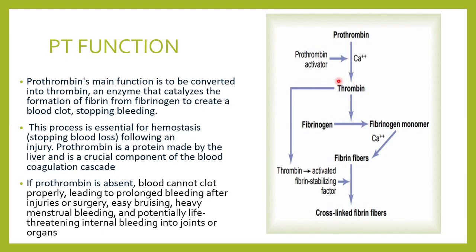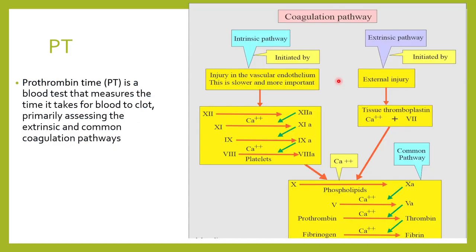If prothrombin is not there in the blood, what happens? Your blood cannot clot properly. That is why there will be prolonged bleeding, because there is nothing to stop the bleeding. Hence, if there is an injury or surgery, the patient will have severe bleeding, and that might endanger his life also. So prothrombin time is the time we measure to see how much time your blood is taking to clot. Primarily, it will assess the extrinsic pathway as well as your common pathway.